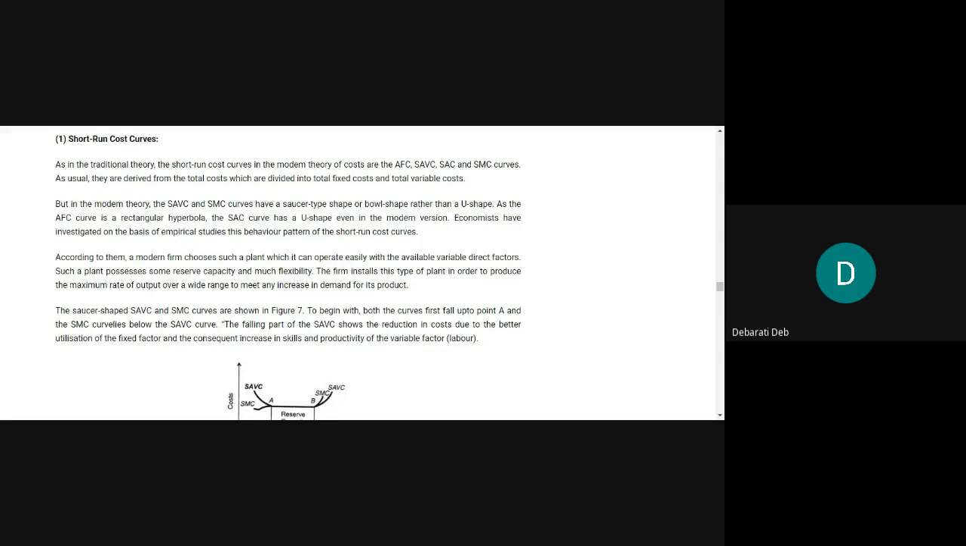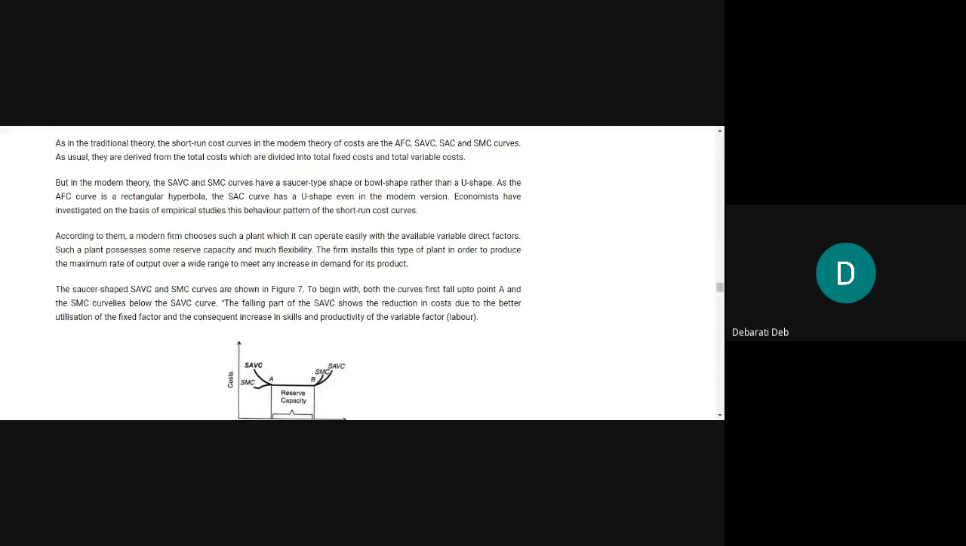As the average fixed cost curve is a rectangular hyperbola, the short run average cost curve has a U shape even in the modern version. You remember, I'll not take you back to the traditional theory of cost, but do you remember that since the average fixed cost always depicts a rectangular hyperbola form, that is why the short run average cost curve is also a U shape, in the modern theory also.